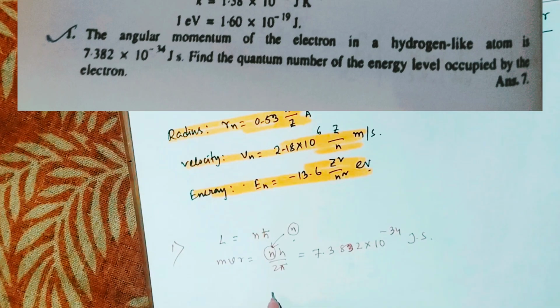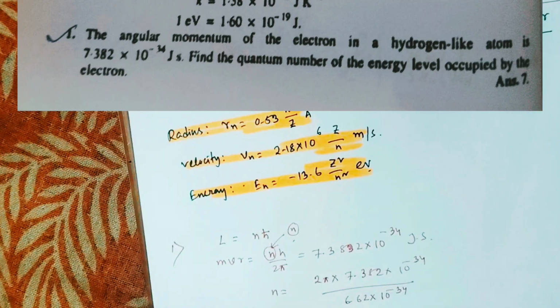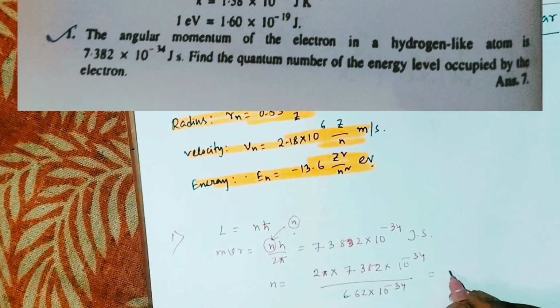What is the value of n? You can easily find n equal to 2 pi into 7.382 into 10 to the power minus 34, divided by 6.62 into 10 to the power minus 34 joule second, which is nothing but Planck's constant. Now use a calculator and you will get the value 7.0064. So this is the answer. It is so simple.